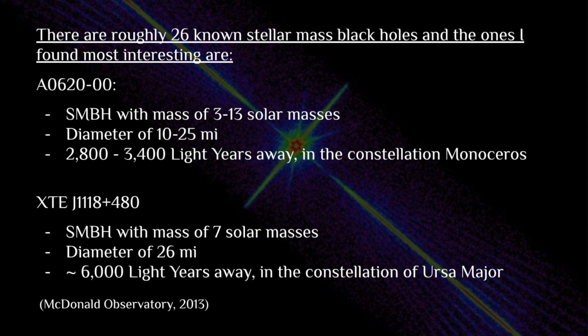Additionally, I found it odd that there was such a large margin of error for the solar mass value for this black hole. The other one I found interesting was XTE J1118+480. This stellar mass black hole has a mass of 7 solar masses with a diameter of 26 miles. It's about 6,000 light-years away and is in the constellation of Ursa Major. This one stood out to me because it had a very precise solar mass and radius value and didn't seem to have the same margins of error as the other SMBHs.